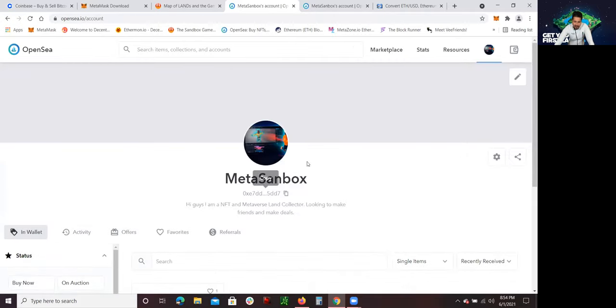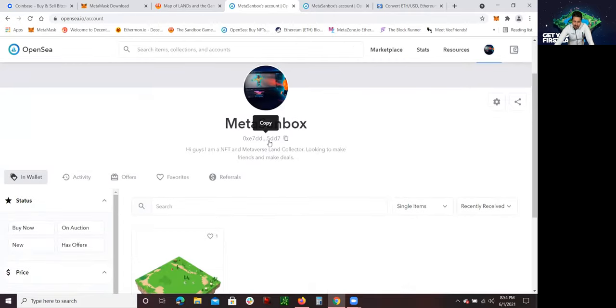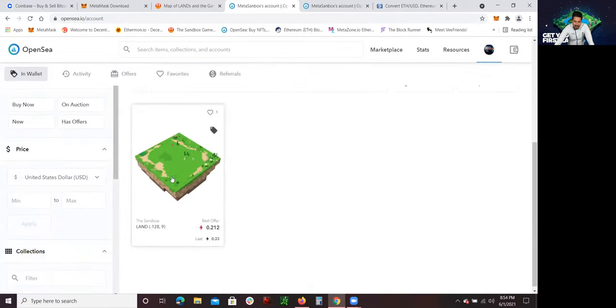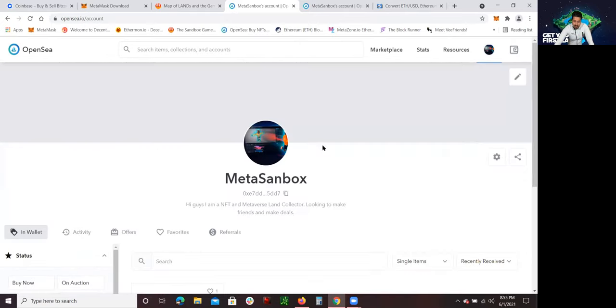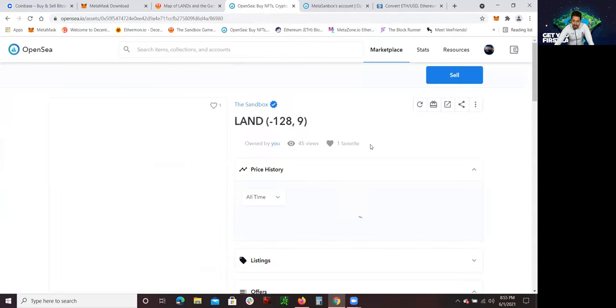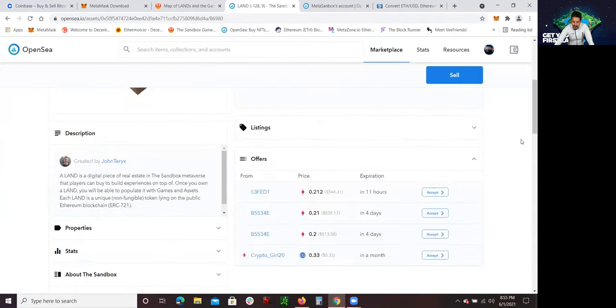This is my profile. Again, it's connected to my MetaMask account where I bought the Sandbox digital asset. So this is pretty much it. If I were to sell this land asset, I could sell it on OpenSea. If you guys could see, I've already got some bids. Someone's bid 0.212 wrapped Ethereum, which is pretty much similar to Ethereum in terms of price, and the dollar amount is worth around $544.